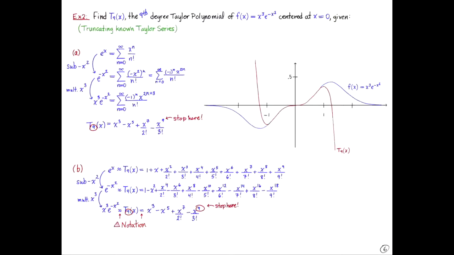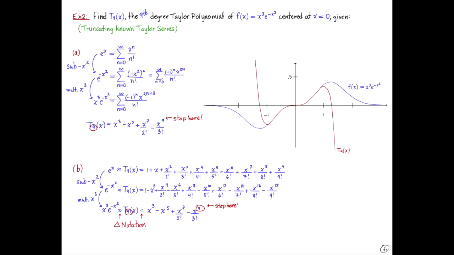Either method, we still get the same answer. I wanted to quickly mention the notation before we move on. We're approximating x cubed times e to the negative x squared with the 9th degree Taylor polynomial. But the 9th degree Taylor polynomial is equal to x cubed minus x to the 5th plus x to the 7th over 2 factorial minus x to the 9th over 3 factorial. So when you're writing out your solutions, make sure that you're using the appropriate notation.